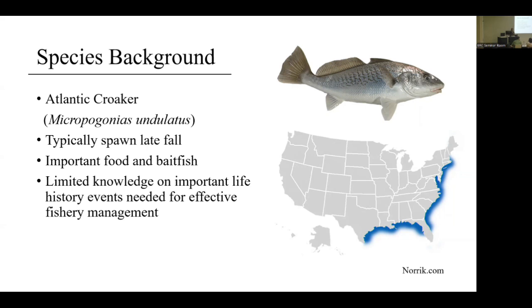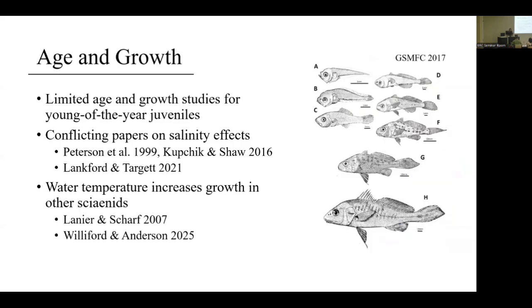Now, despite their popularity as a commercial and recreational species, there is unfortunately limited knowledge on important life history events that are necessary for effective fisheries management. Particularly age and growth. So there's been a lot of publications on adult croaker ranging from age 0 up to their maximum age of around age 8. Although most Atlantic croaker don't typically get older than about 2 years old and they reach sexual maturity at age 1.